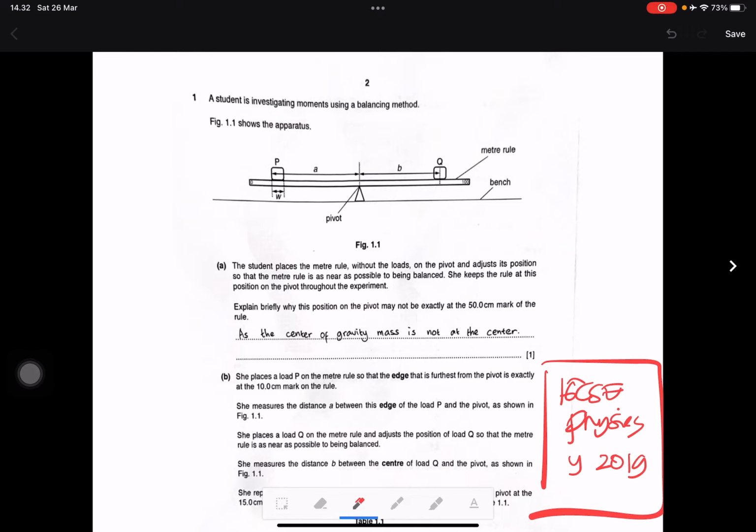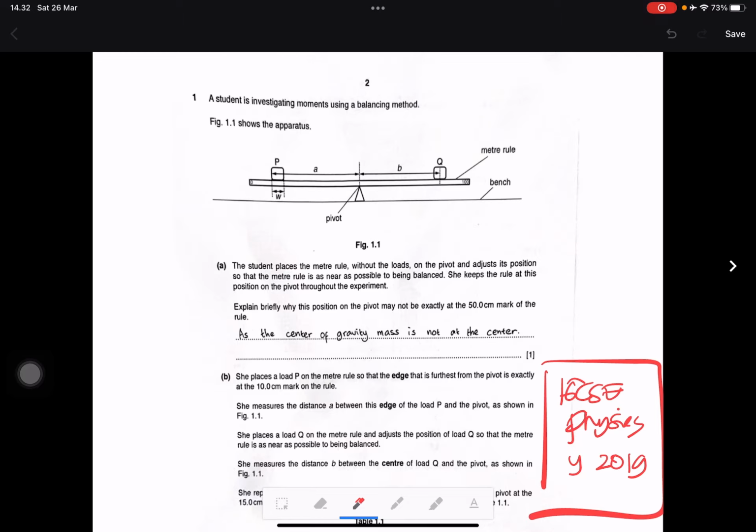Start from number one. A student is investigating moments using a balancing method. Figure 1.1 shows the apparatus. We have a meter rule, a pivot, and two masses P and Q. The student places the metre rule without the load on the pivot and adjusts its position so that the rule is as near as possible to being balanced. She keeps the rule at this position on the pivot throughout the experiment.